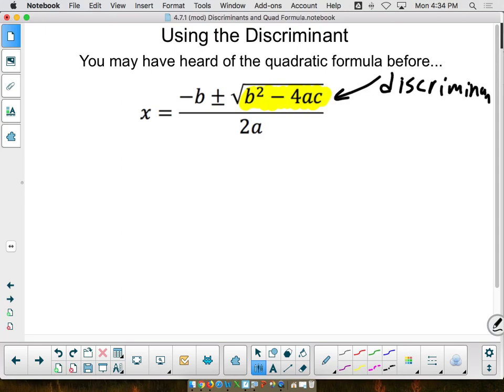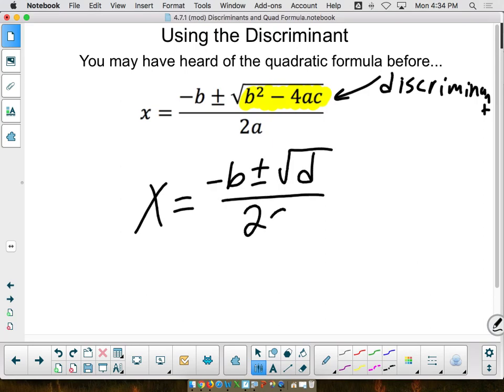So when we talk about this on Wednesday, I like to shorten this up to just say -b plus or minus the square root of the discriminant over 2a. And again, we know that they're the same thing because the discriminant is just b squared minus 4ac. So these two values are indeed the same thing. So we're not going to actually find the solutions today. We'll talk about that tomorrow.